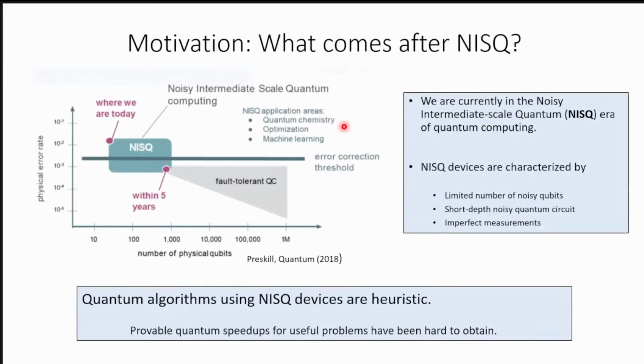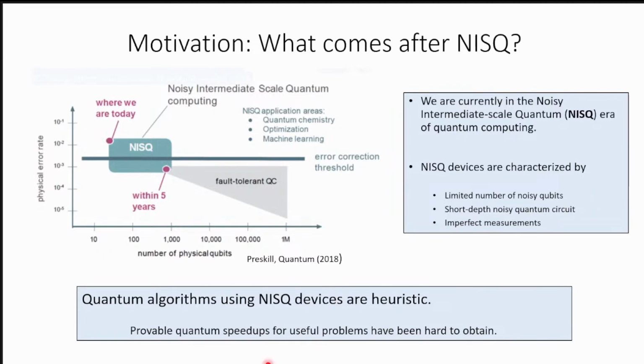So I'll start by discussing the era of quantum computing that we are in currently. As all of you know, we are in the so-called noisy intermediate scale quantum era of quantum computing, right? The quantum devices that we have have a limited number of noisy qubits. So you don't have a lot of qubits. The quantum circuits have only a short, limited depth, right? And you cannot make perfect measurements, so it's kind of noisy. So everything is noisy. Over the past few years, people have been trying to develop quantum algorithms using these devices, the so-called NISQ devices.